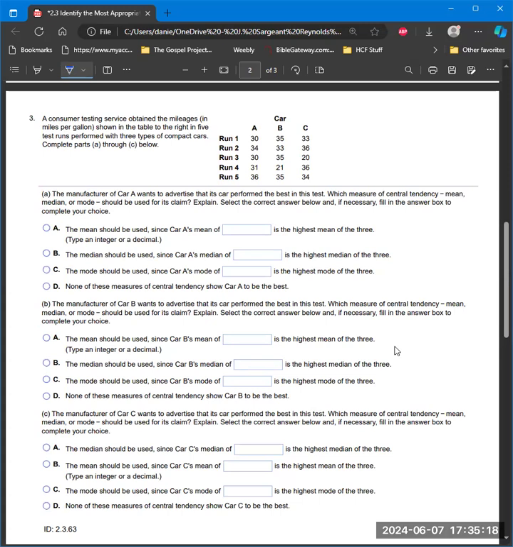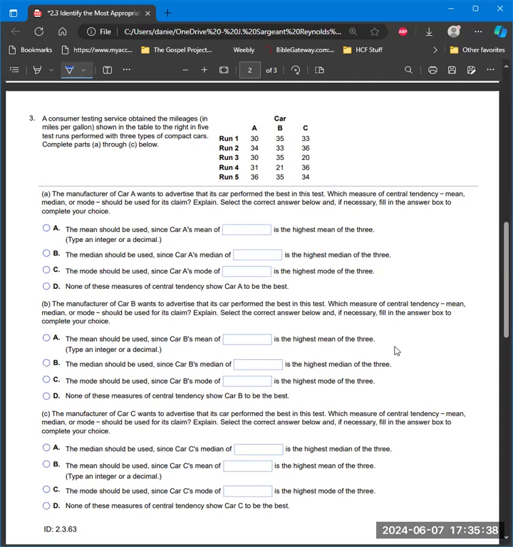The manufacturer of car A wants to advertise that the car performed best in the test. Which measure of central tendency, mean, median, or mode, should be used for the claim? Explain. Select the correct answer below, and if necessary, fill in the answer box to complete your choice.